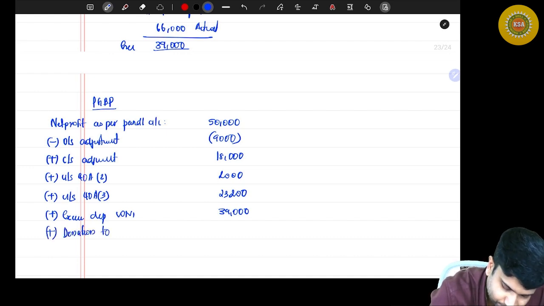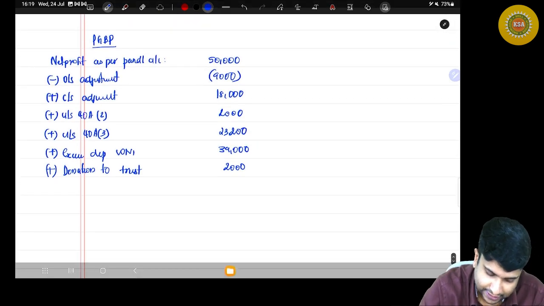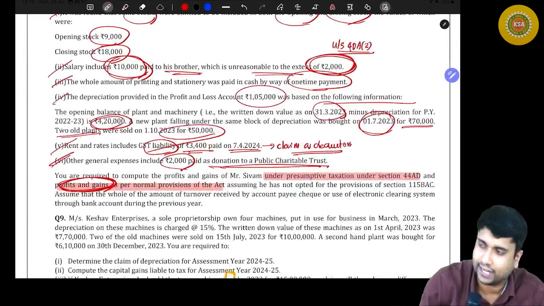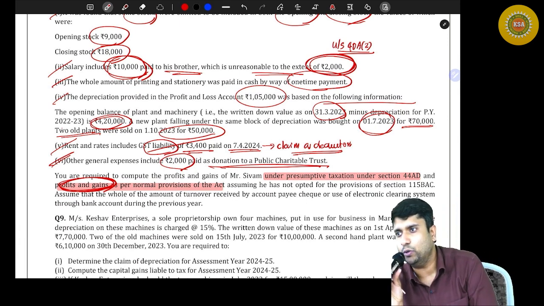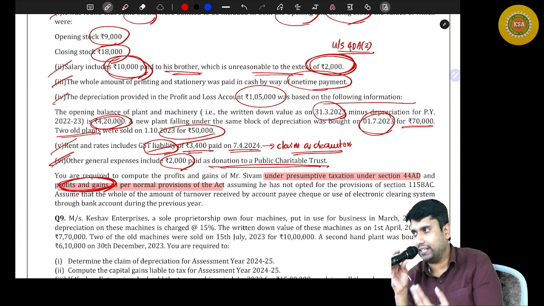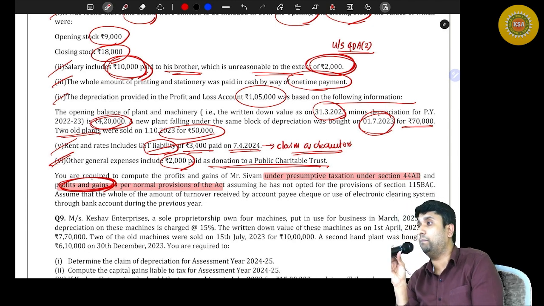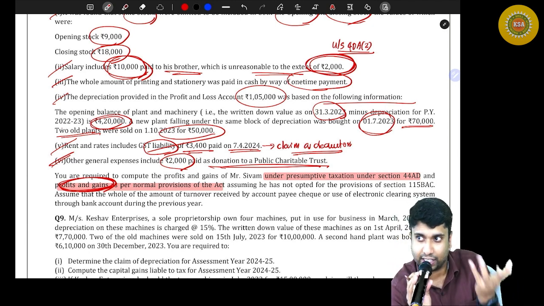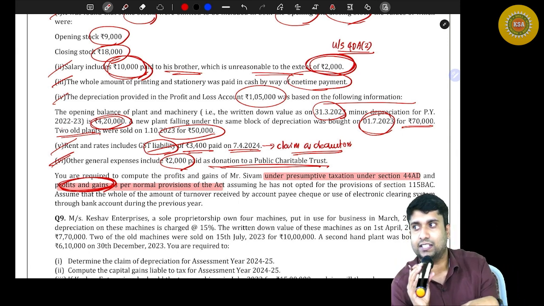Add back donation to trust. And how much is the donation? 2,000, right? You have to add it back. Under 80G, there are 4 categories. Category 1, without any ceiling limit, 100% deduction. Category 2, without any ceiling limit, 50% deduction. Category 3, 100% deduction subject to ceiling limit, that is 10% of your adjusted total income. Category 4, 50% subject to ceiling limit, that is 10% of adjusted total income.